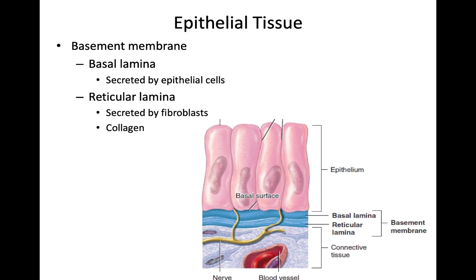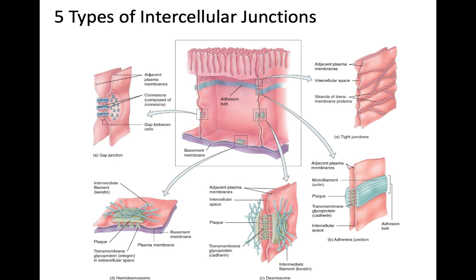The deeper layer is the reticular lamina. It is secreted by the connective tissue cells underneath called fibroblasts. It is primarily made up of the protein collagen. But what holds these epithelial cells together? There are 5 different types of intercellular junctions. Intercellular means between two cells.